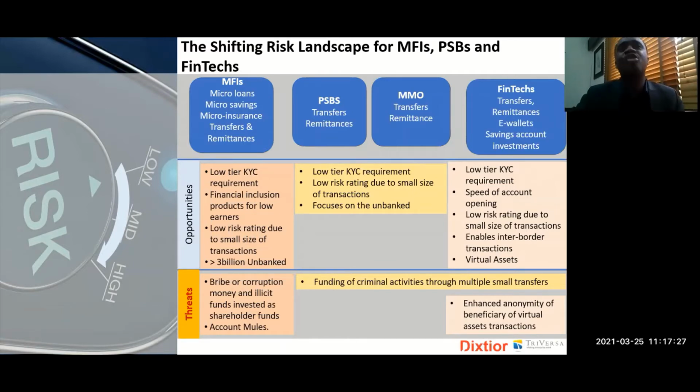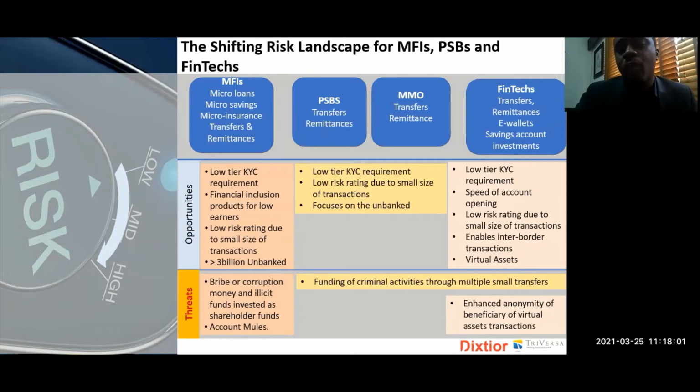So the actual amount of money being transferred at a particular point in time is very small. Those monies are not moved in large amounts at the same time. So we find that these criminals can take advantage of the low risk tier in this environment, MFIs, PSBs, mobile money operators, and also the fintechs, to move around their money and compromise our financial systems.